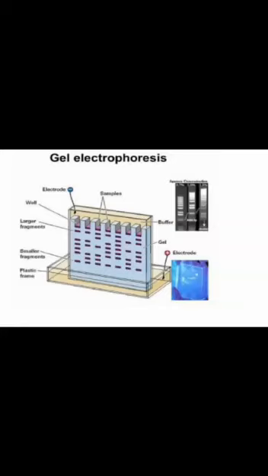The next instrument is gel electrophoresis. That is polyacrylamide electrophoresis of proteins, and this is the structure of gel electrophoresis. Definition of gel electrophoresis.